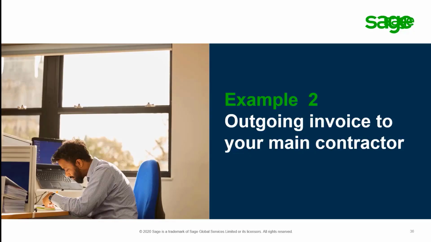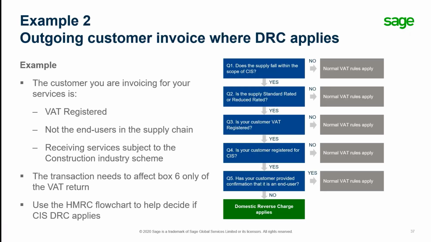So now we've seen how to process this for our supplier invoices, let's take a look at how to process this for our customer invoices. Again, our first step is to determine whether or not domestic reverse charge applies to this transaction, and we're going to use the HMRC flowchart to help us decide this. So step 1 is, does the supply fall within the scope of CIS? Again, in this example, we are receiving services subject to the construction industry scheme. Step 2, is the supply standard or reduced rate? Again, in this example, we're going to use standard rated.